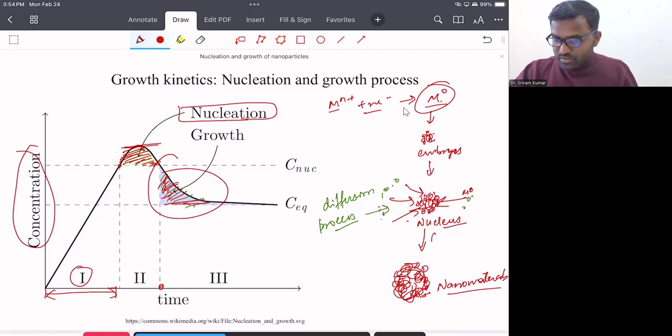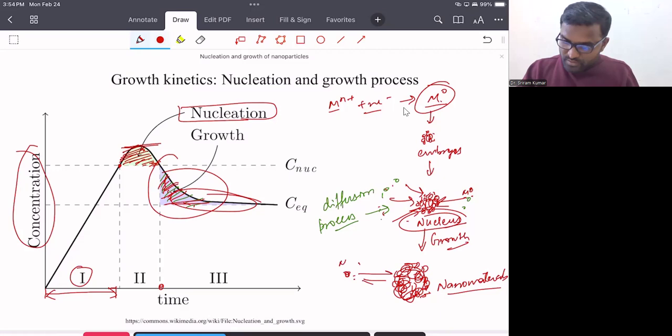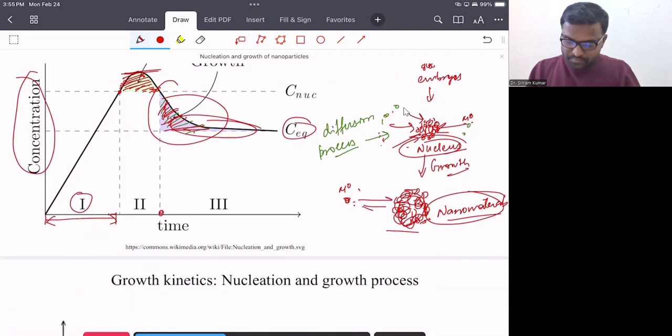So once we get the nucleation process, there is further growth, and we get the nanomaterials. And once the nanomaterial forms, there is an equilibrium concentration between the bulk and the particles. So here, this is the kind of equilibrium concentration that happens. And this is about nanomaterial synthesis, the nucleation process and the growth process.